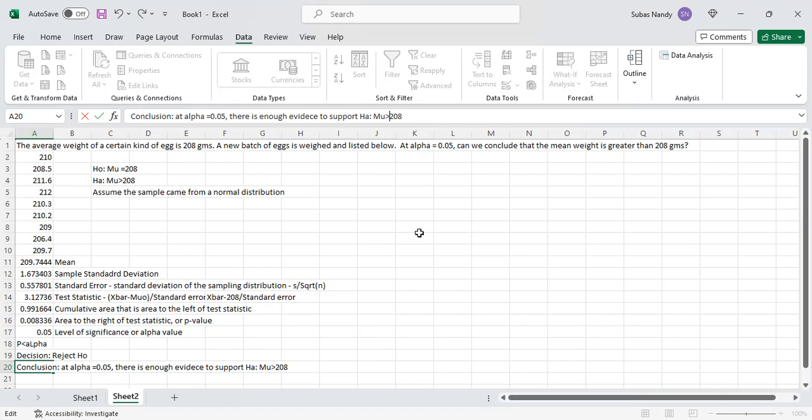Then to calculate the p-value, because this is a right tail test, the p-value is the area to the right of the test statistic, which is 1 minus 0.9916, which is 0.0083. Now compare this p-value with the alpha value of 0.05. The p-value is less than the alpha value of 0.05. Therefore, the decision is reject H0. And the conclusion is at alpha equal to 0.05, there is enough evidence to support the alternate, which is mu greater than 208.